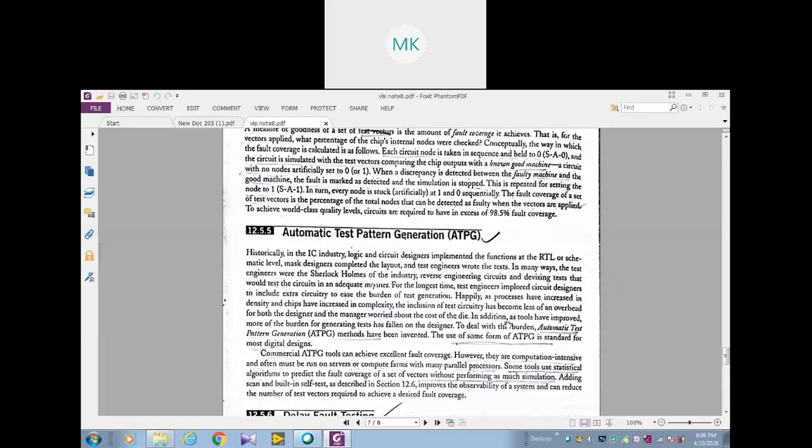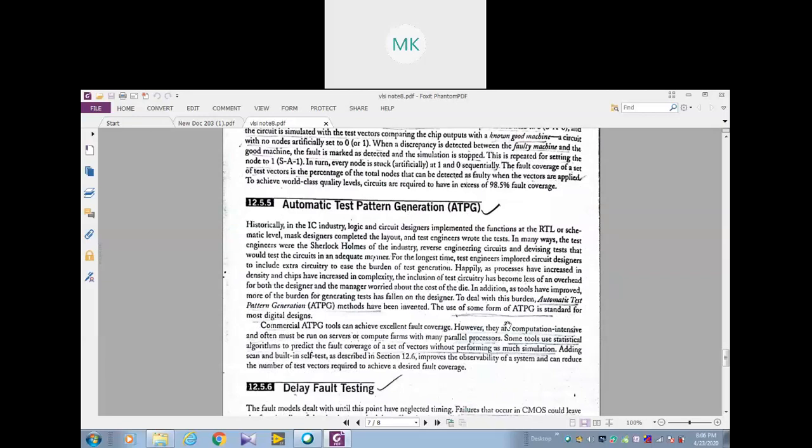Next, automatic test pattern generation. Here, with 2 to the power of n patterns, manually we can't generate all the patterns required to test. So we use automatic test pattern generation methods. Commercially we use ATPG as a standard for all digital designs. That is the automatic test pattern generation.